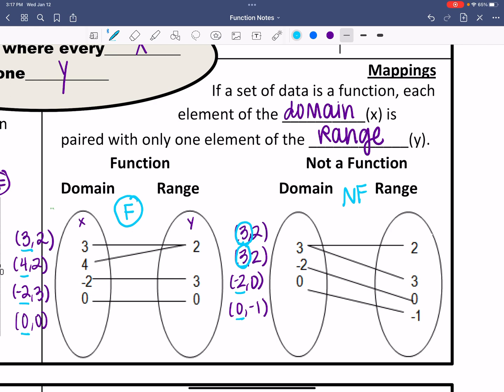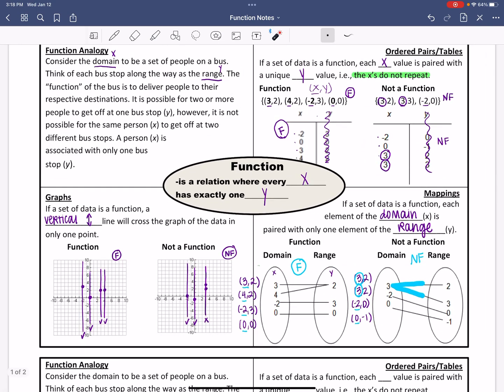Now, a quick way for you to check to see if a mapping is a function or not: if you have 2 lines coming from one of your domain values, one of your x values, this lets you know that this is not a function. That's an automatic way you know that it's not a function. However, if you look at the example for a function, you will see 2 lines coming from one y value. That is okay for you to have, but you cannot have 2 lines coming from one x value.